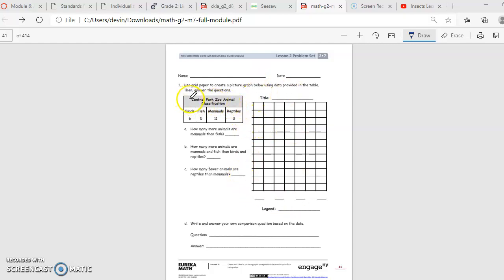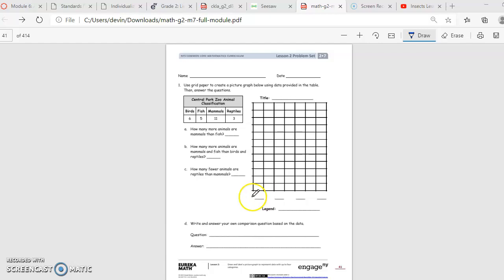The title of the table is Central Park Zoo Animal Classification. That will be also our title for the graph. I am on my laptop on a touchpad, so me trying to do that would be brutal, but you can take the time right now to write Central Park Zoo Animal Classification as the title. And if you need a little more time to write that, you can just pause the video now.